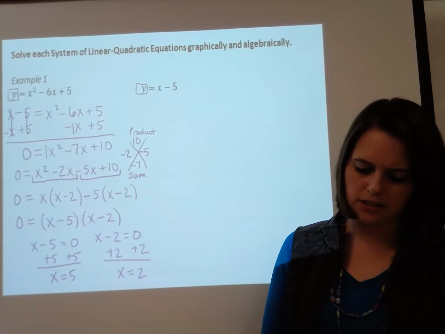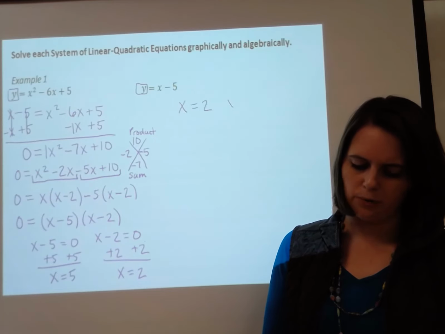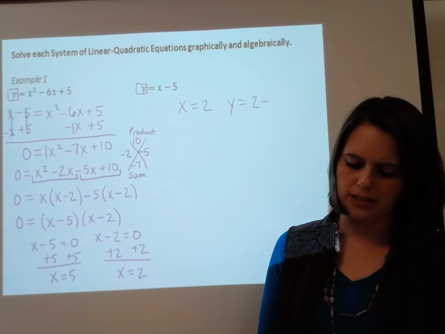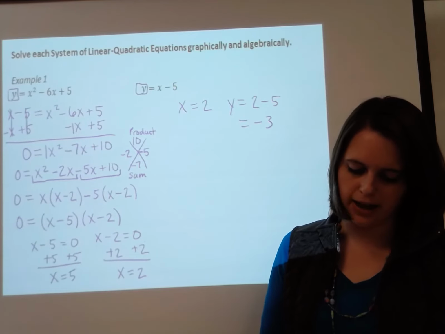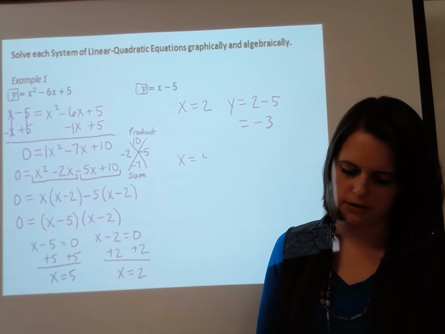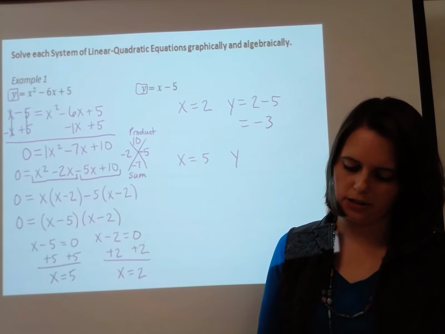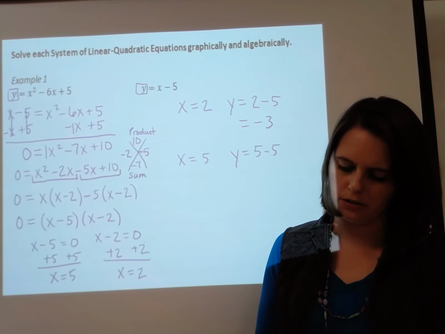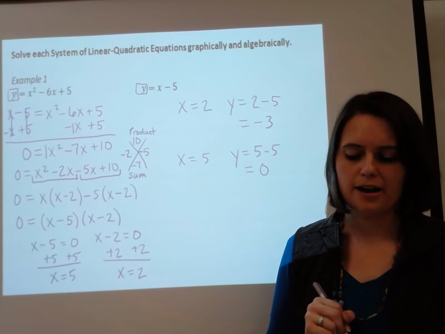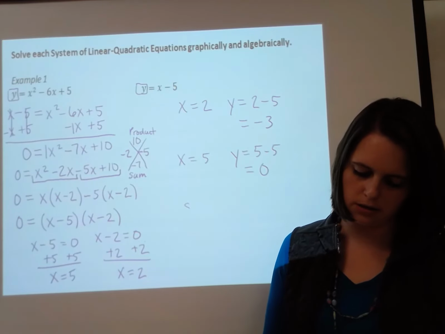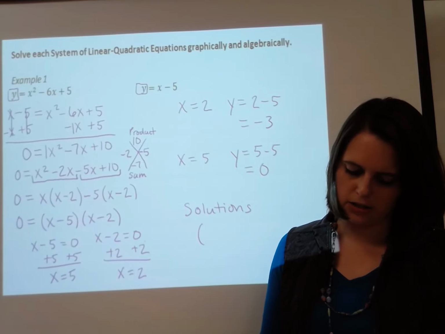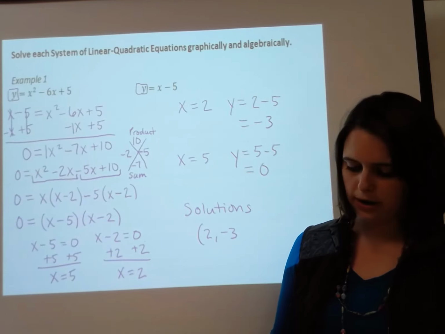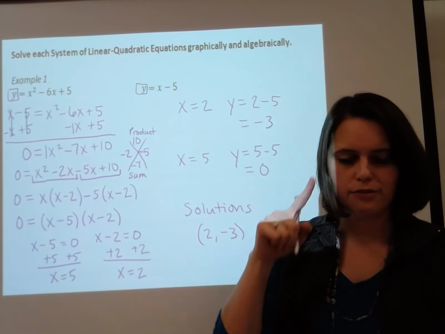So when x is 2, I'm going to say y equals 2 minus 5, which gives us a negative 3. So one of our solutions will be 2, negative 3. Let's find it when x is 5. So we'll take y and plug it into that equation. 5 minus 5. So when we subtract, we get a y value of 0. So it has two solutions that are at 2, negative 3, using the xy ordered pair that we solved for, and then 5, 0.